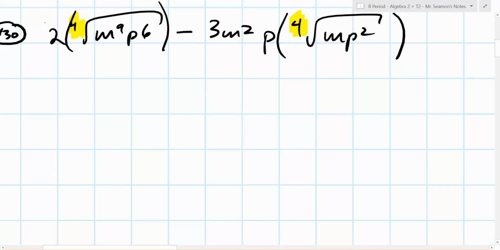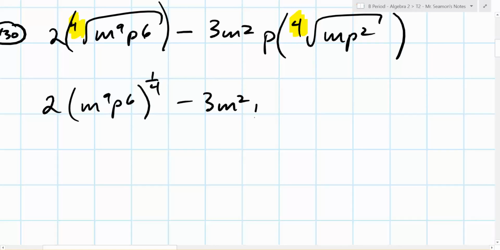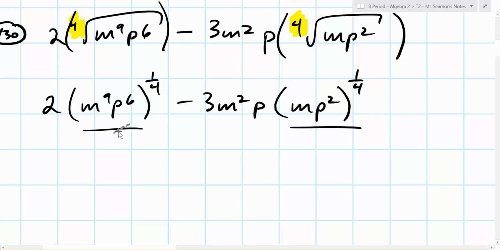So what does fourth root mean in exponential form? 2 to the 1/4. Well said, yes. So it's 2 times m to the 9th, p to the 6th, to the 1/4, minus 3m squared p times mp squared to the 1/4. So if we want to actually combine, or in this case subtract two things, we're going to try to build the same thing. Like this and this needs to be the same in some way, right?